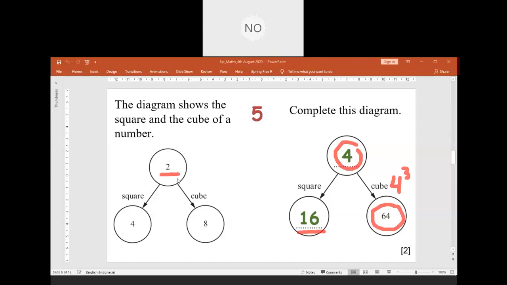128 divided by 2 is equals to 64. Yeah, 128 divided by 2 is equals to 64. That is correct, but you have to read the question carefully. The question says cube. So I need to find what number to the power of 3 will later be equals to 64. That's why you cannot write it as 128 divided by 2 on the first circle.